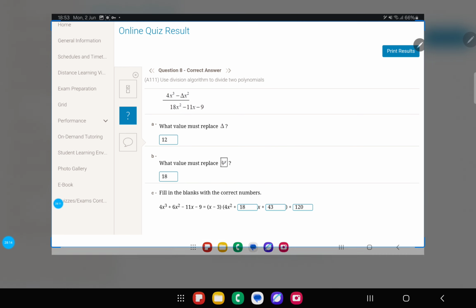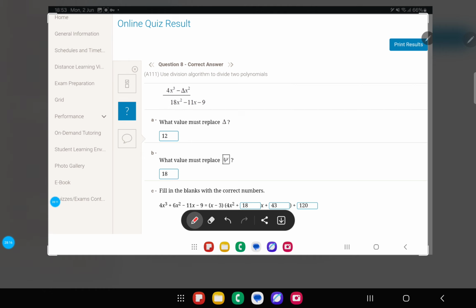Okay. So what we're gonna do here? We're gonna use something called synthetic division. We're gonna use x minus 3. You take minus 3 as x, like separate it like this. Then we have x cubed, x squared, x and constant. Now x cubed over here is 4. X squared is 6. X is negative 11, and constant is negative 9.